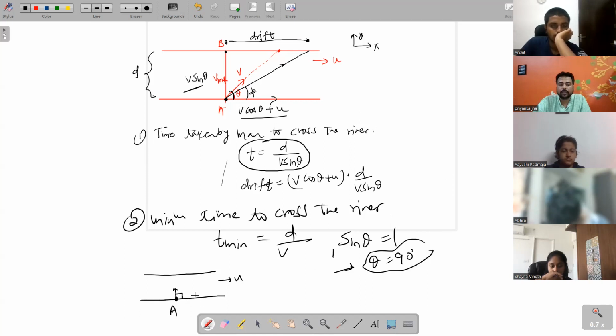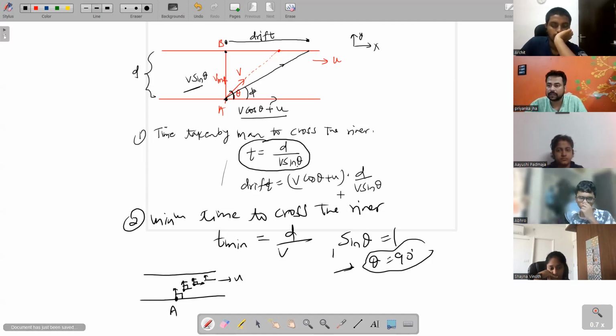But the river is also flowing. So this man will try to go up, and this river will drag him to the right. So this man will come over here. Again, here also this man will try to go at 90 degrees to the flow of the river. Again, the river will drag him to the right. The man will come over here. So the river will keep dragging him to the right, but this man will keep trying to swim at 90 degrees to the flow, and only then can he cross the river in minimum time, right?